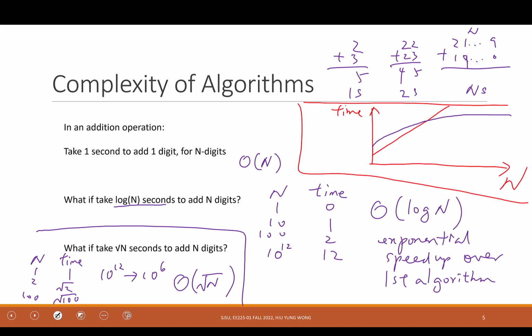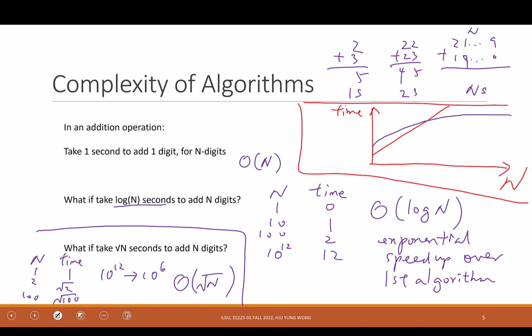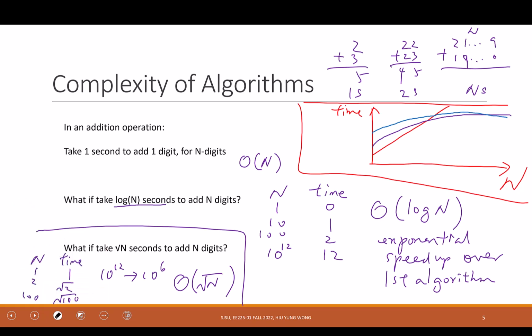And then when it is log, it will be even lower, right? I really don't know how to draw it, sorry. I mean, it needs to be lower than the square root eventually. Okay?